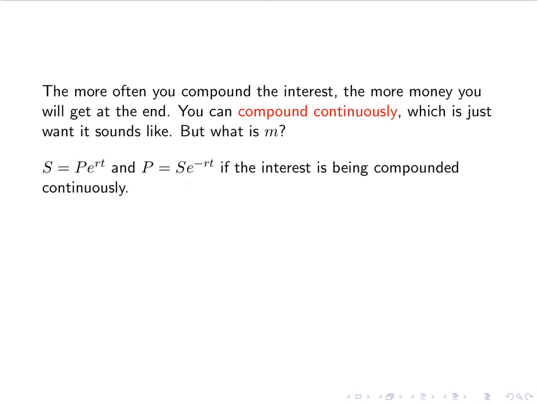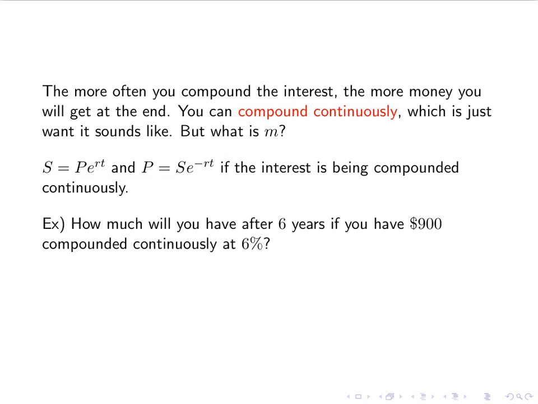But if M goes to infinity, we're compounding continuously, then we get the following equations. S equals PE to the RT, and P equals SE to the negative RT. So as soon as you see compound continuously, we're going to use these equations. If you notice that E is Euler's number, it's popping up again. And we're going to see it in action in the following examples.